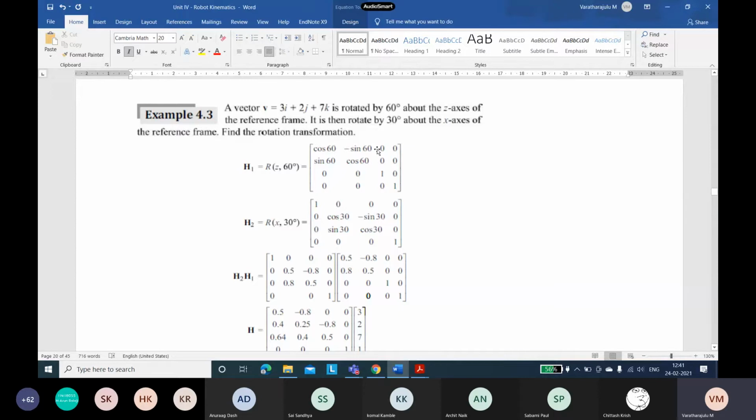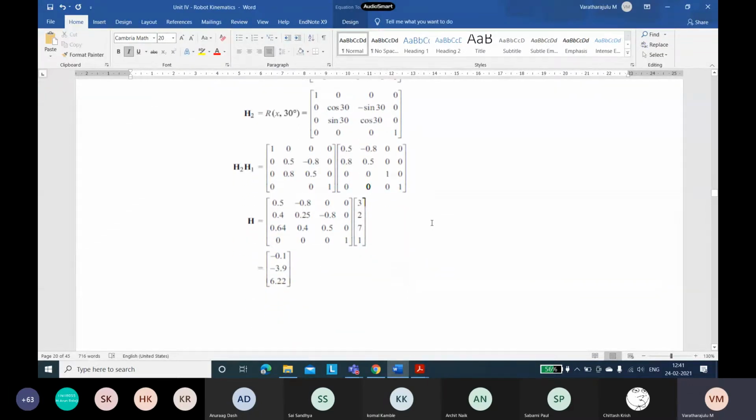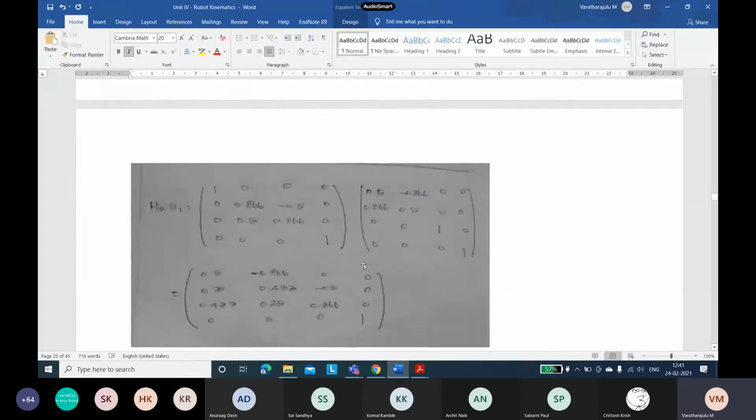So 60, here we have adopted 60, and similarly in the x-axis formula we have adopted 30. And this is what the solution in that textbook, that is Groover. There was an issue with the calculation, and they are restricted to one single digit, and that too we have some problem with the solution.